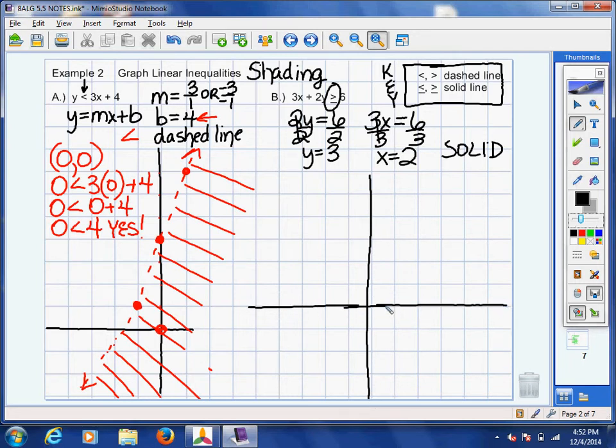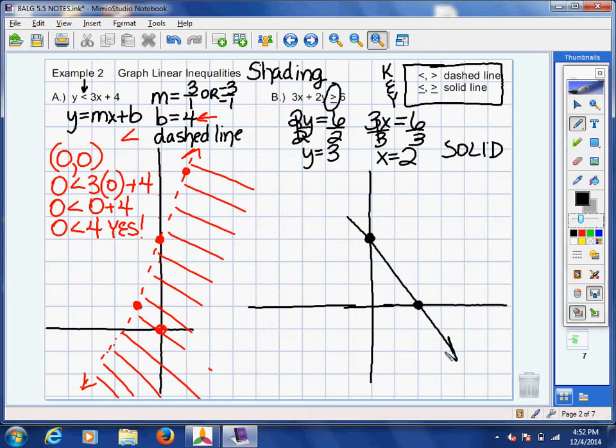Okay, I did not do a good job on that y-axis, so I'm going to redraw. I don't know why I'm having a hard time today. So let's find positive 3 on the y. There it is. Positive 2 on the x. Perfect. I need to draw a solid line because there's an equal to sign there.